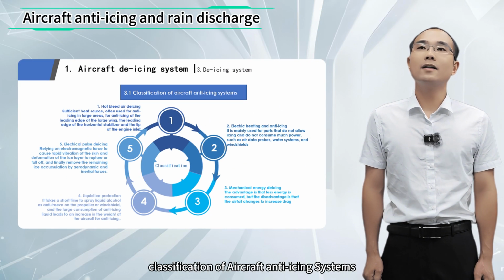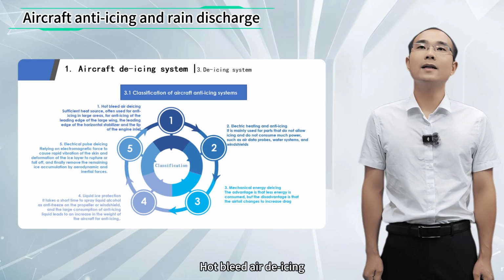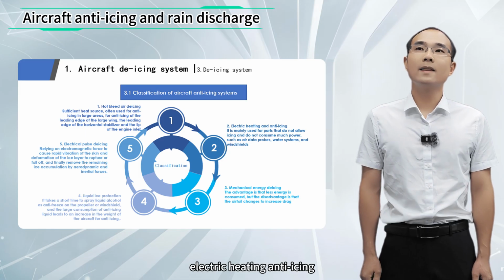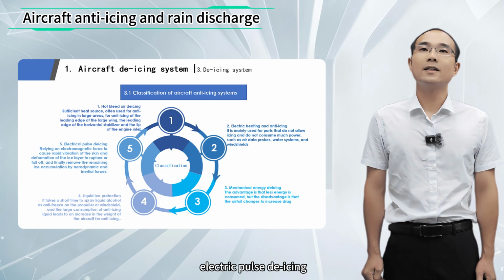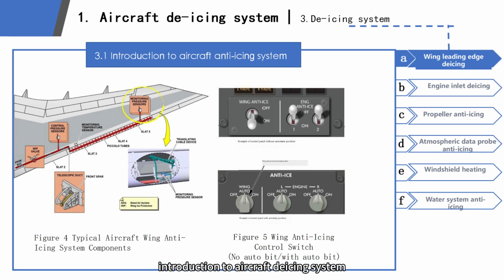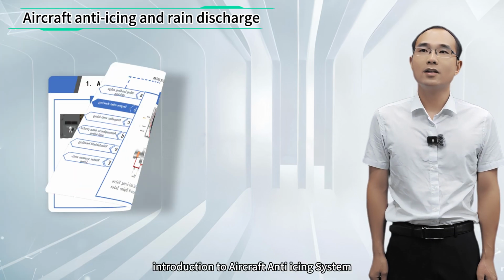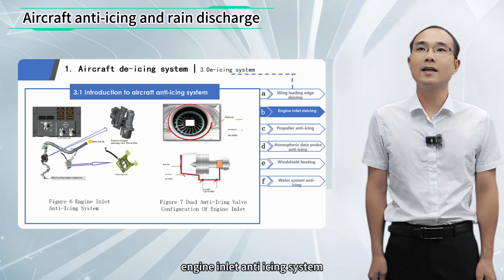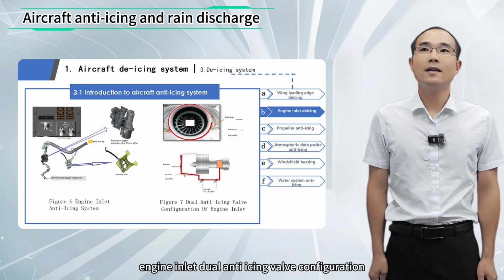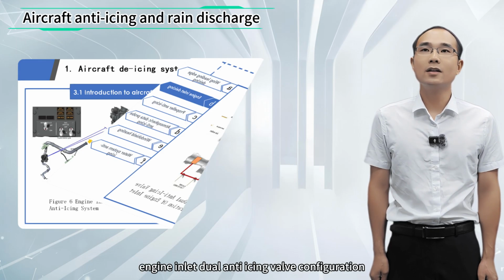Classification of aircraft icing systems: hot bleed air de-icing, electric heating anti-icing, mechanical energy de-icing, liquid anti-icing, electric pulse de-icing. Introduction to aircraft icing system, wing leading edge de-icing. Typical aircraft wing anti-icing system components, wing anti-icing control switch, with auto and without auto. Introduction to aircraft anti-icing system, engine inlet de-icing, engine inlet anti-icing system, engine inlet dual anti-icing valve configuration.